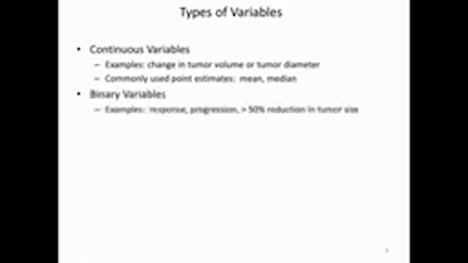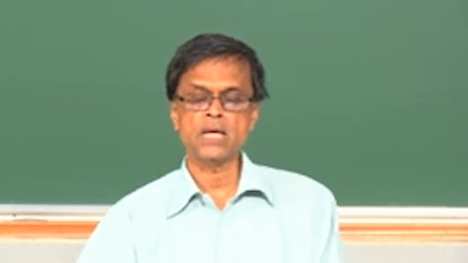Okay. So that is continuous data. Binary data, we can have responses, progression, 50% reduction in tumor size. You all know about this actually, right. Here we use the odds ratio, whereas if the data is continuous we can use mean, median, mode, range, first quartile, second quartile, fourth quartile, interquartile range, all those things.